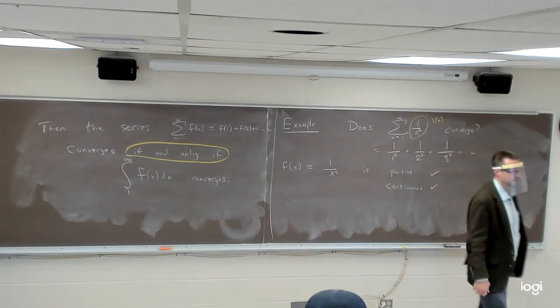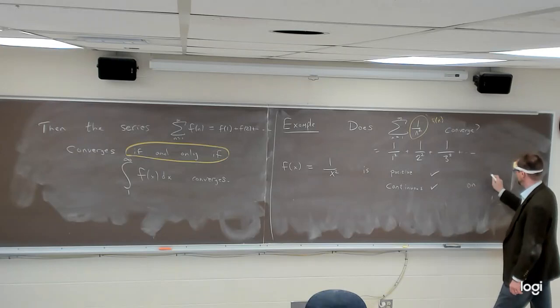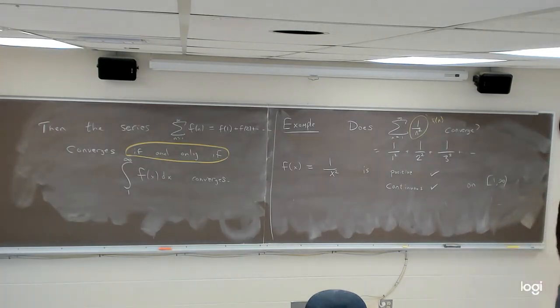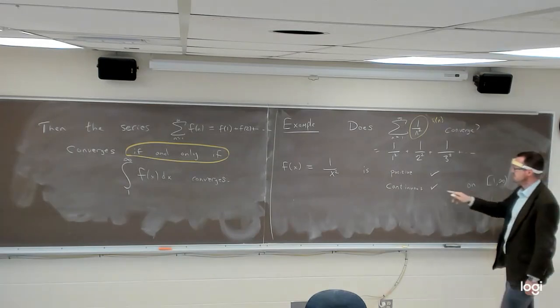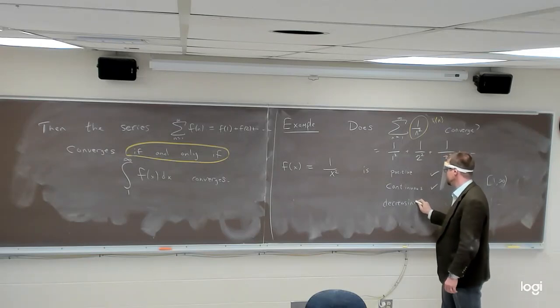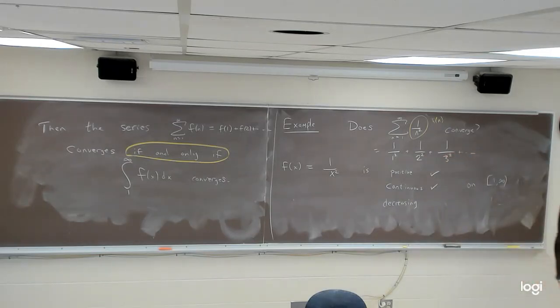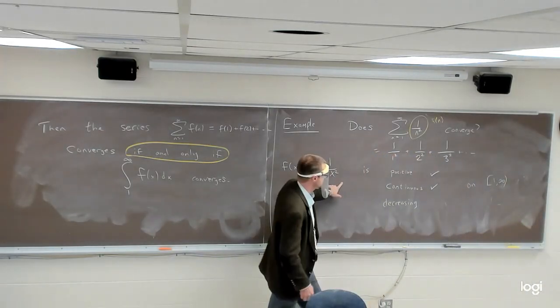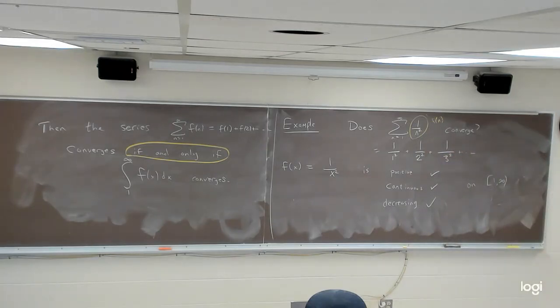I'm not worried, by the way, about it blowing up at 0. I'm only worried about what happens from 1 to infinity. That's the region where I'm summing. That's the region where I'm integrating. What happens at 0 doesn't really matter. So continuous, right, positive, and then decreasing. I could check the derivative, but again, I can also just use a shortcut of saying the bigger a number is, the bigger the square. Right? The bigger the denominator, the smaller the fraction. So if x gets bigger, the fraction gets smaller. Yep, that's a decreasing function. Cool. So the integral test applies.